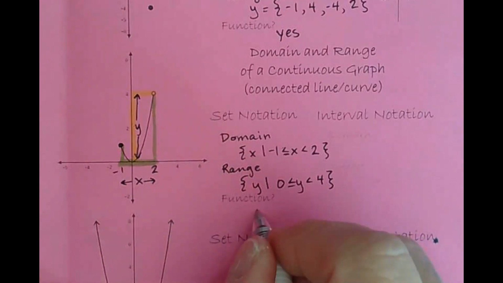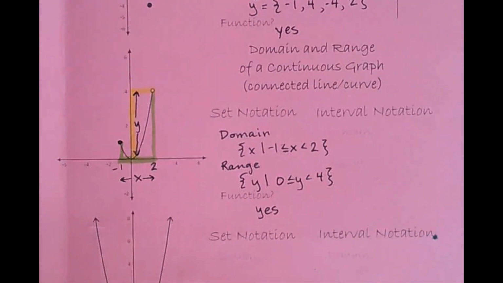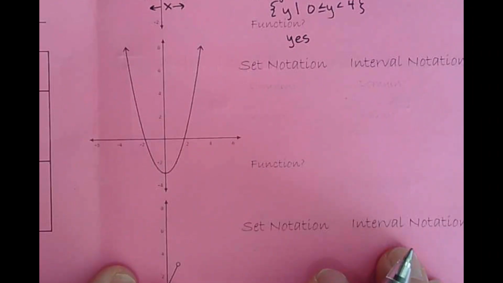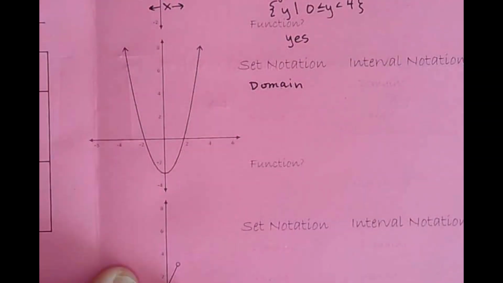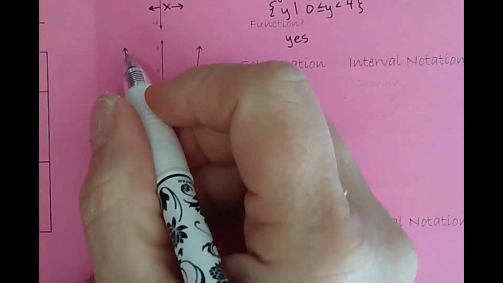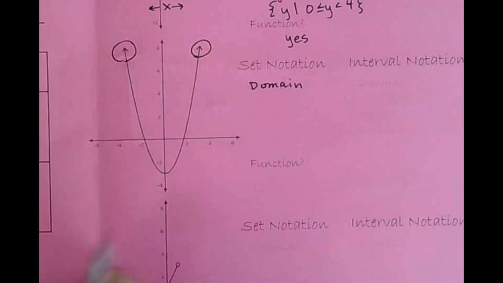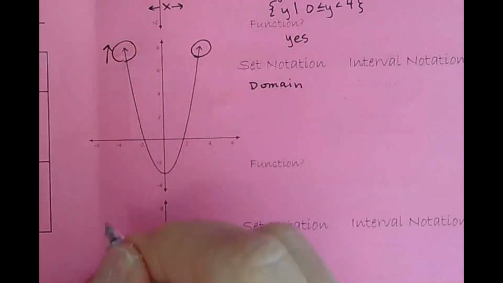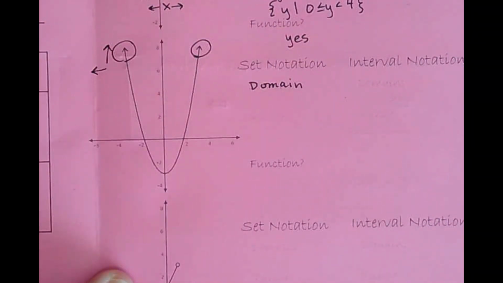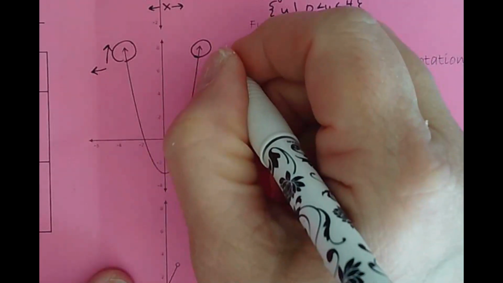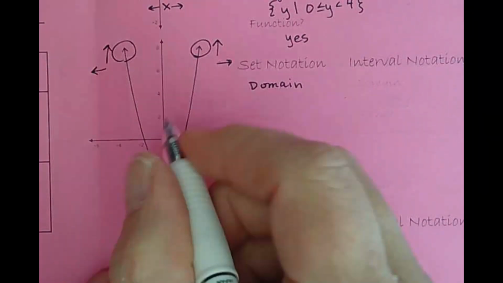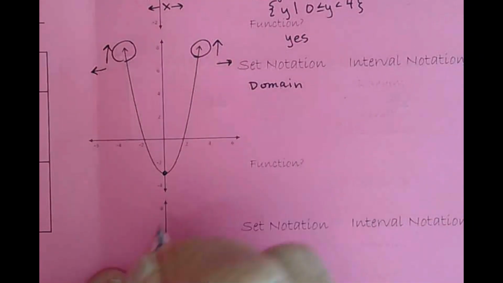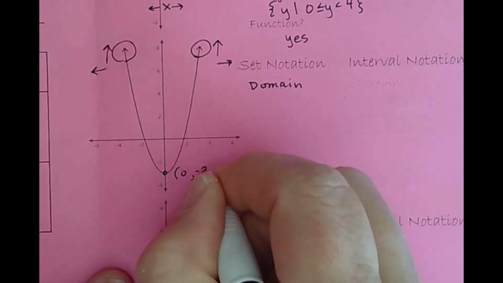This is a function. I have a parabola here. In set notation, well, let's figure out our points first, our boundaries. This arrow at the top means that my graph continues up and left. On this other side, I have an arrow that also points up and right. And I do have a number boundary here at 0, -3.